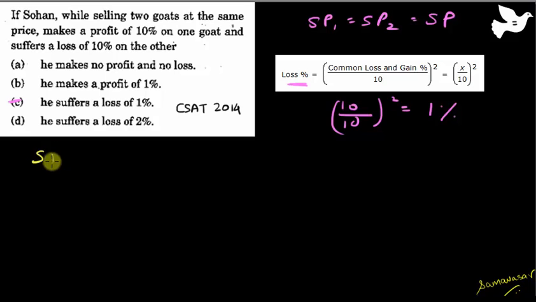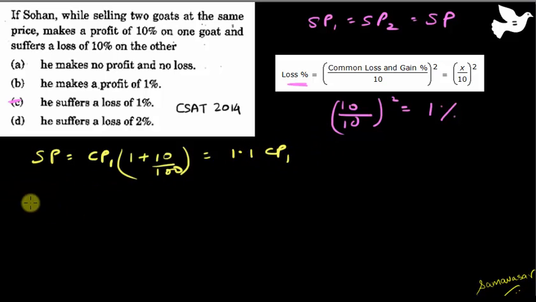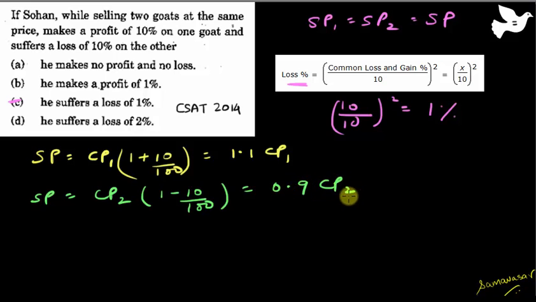So SP is equal to, let us say I have the cost price of the first goat and he's making a profit of 10%. So SP is equal to CP1 into 1 plus 10 by 100, right? Which is equal to 1.1 times CP1. Similarly, SP is equal to the cost price of the second goat and he's making a loss of 10% on the other. So this is 1 minus 10 by 100, which is equal to 0.9 times CP2.